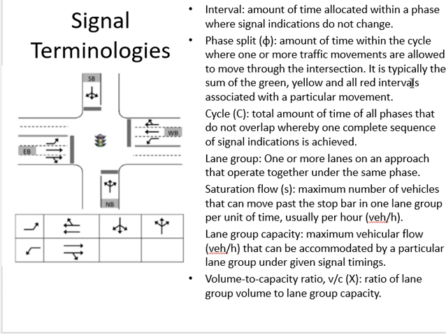So a lane group can have a single lane as well, because no other lane is operating with it. Those lanes which are on the same approach and operate together in a phase are considered part of a lane group. And if you have only one lane operating in a phase, the number of lanes in that lane group will be 1. So a lane group can have a single lane and it can have more than one. Clear?